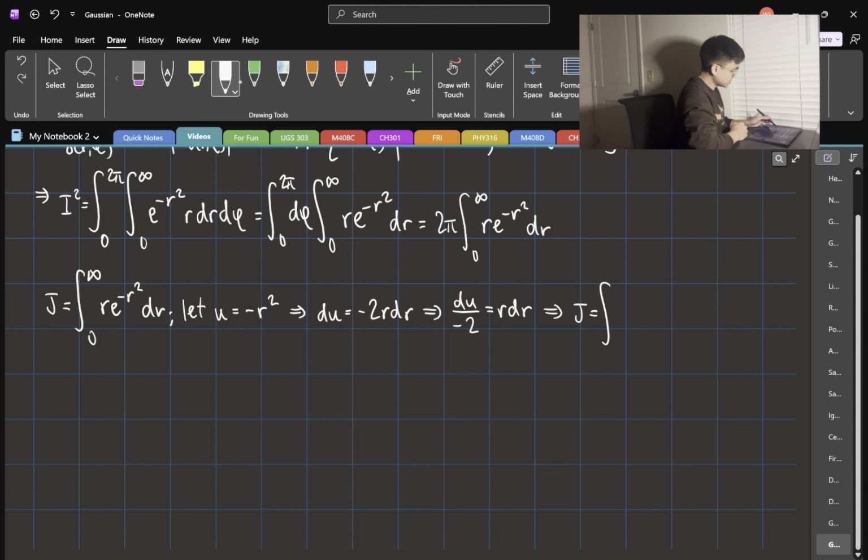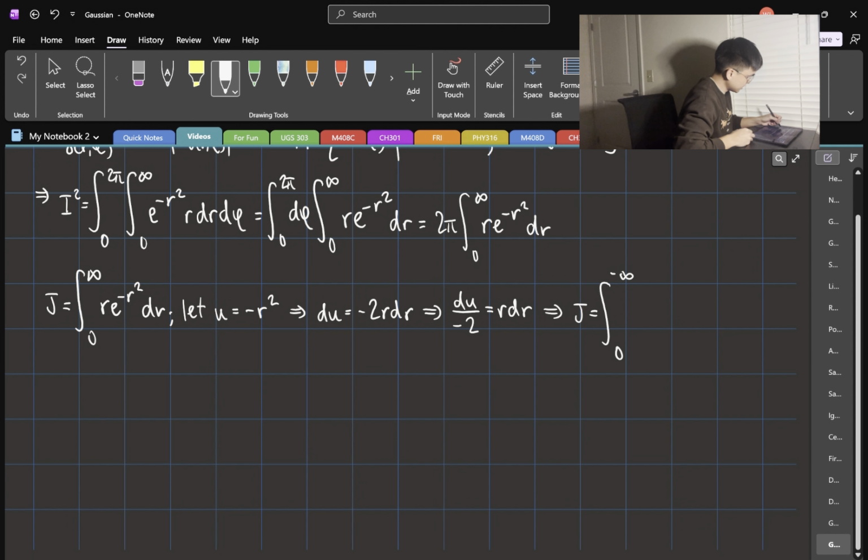So when r is equal to 0, r squared is still 0, times the minus sign is just still 0. So our lower bound is going to be, once again, 0. And then when we let r go to infinity, this r squared is going to go to infinity, but the negative sign is going to make it go the other way. So u is going to tend to negative infinity. So our upper bound here is going to be negative infinity. Oh, that's kind of weird.